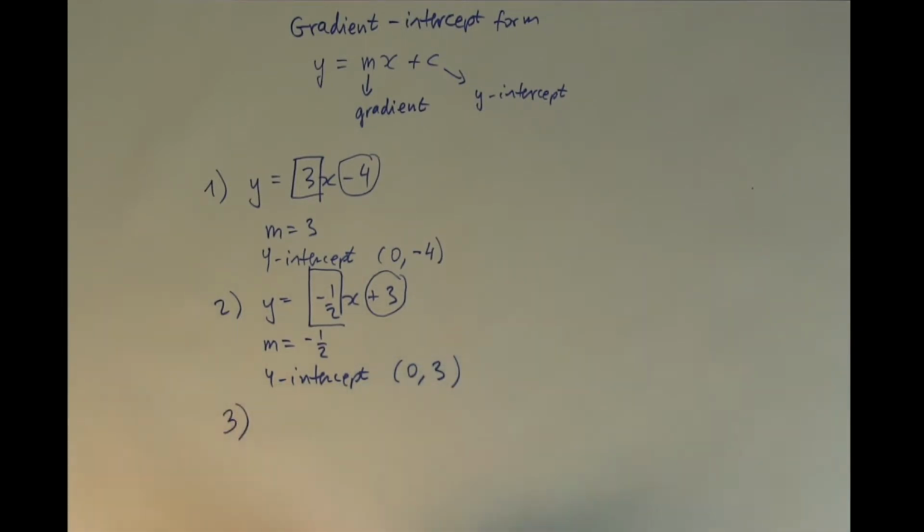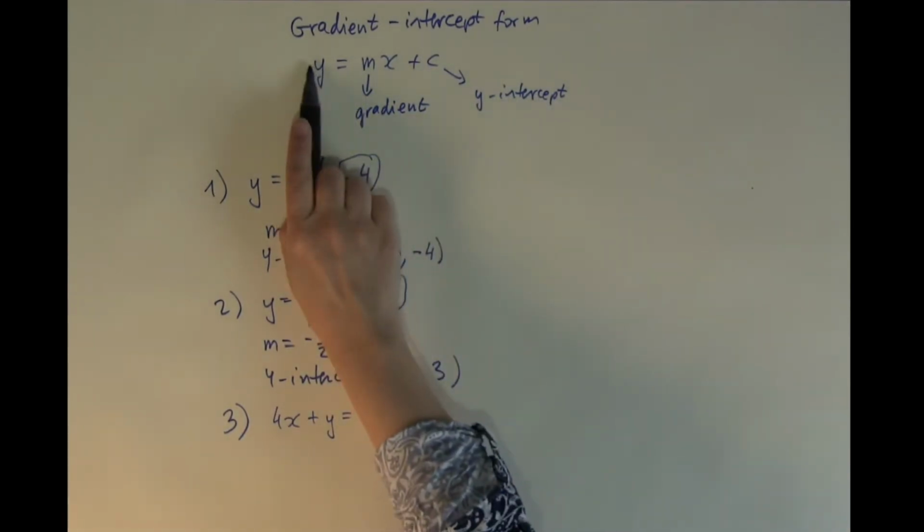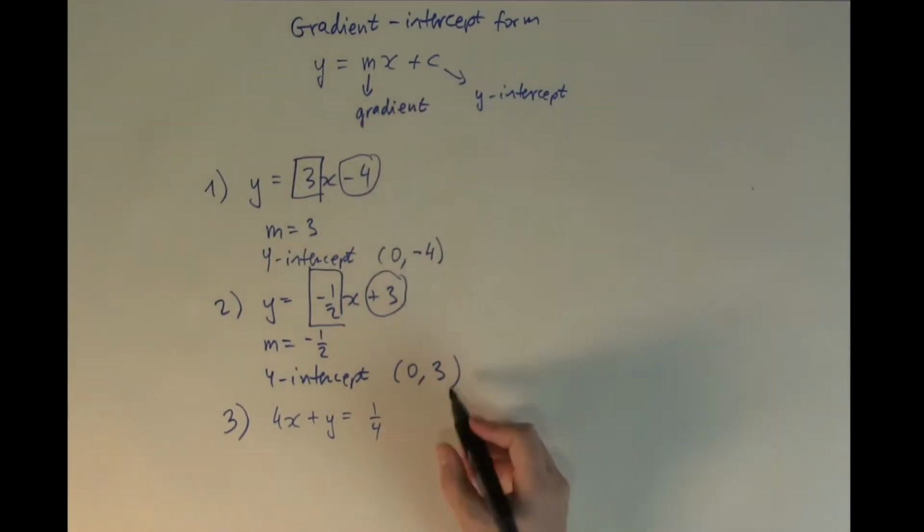If I look at the third equation, that's not so straightforward, because the gradient and the intercept can only be read off if it's in this particular form. So the equation first needs to be rearranged.